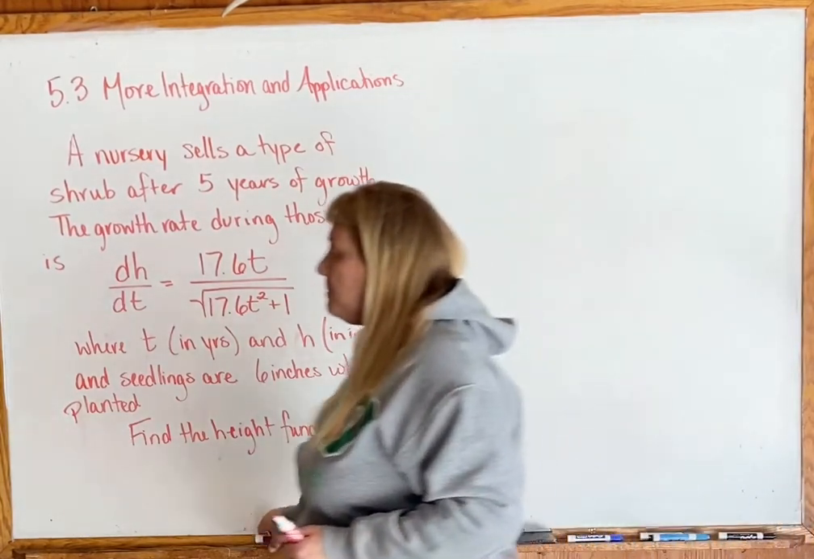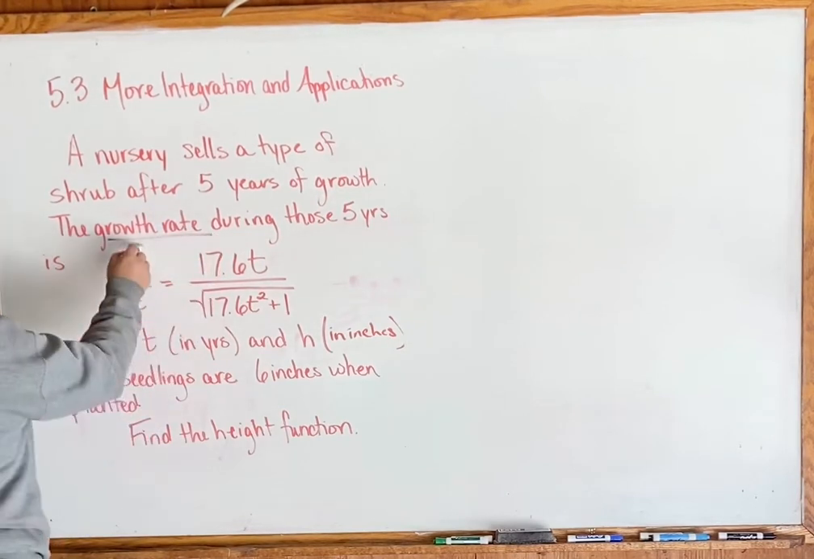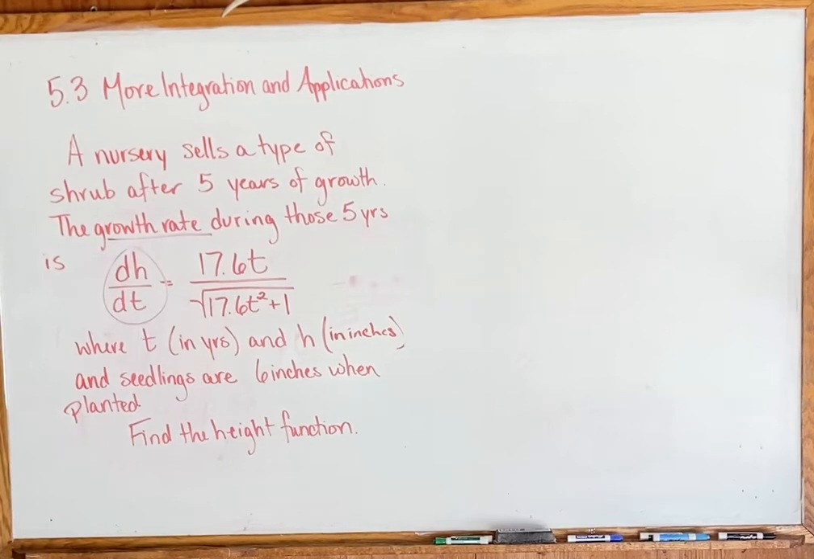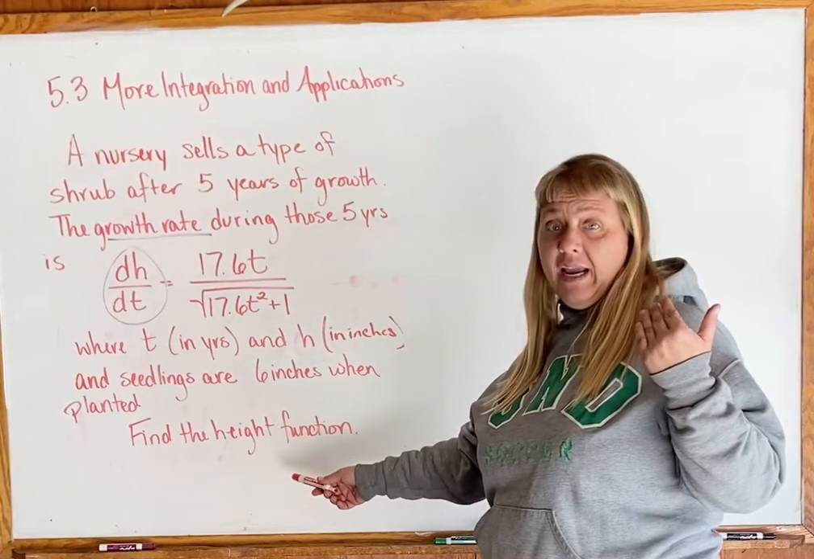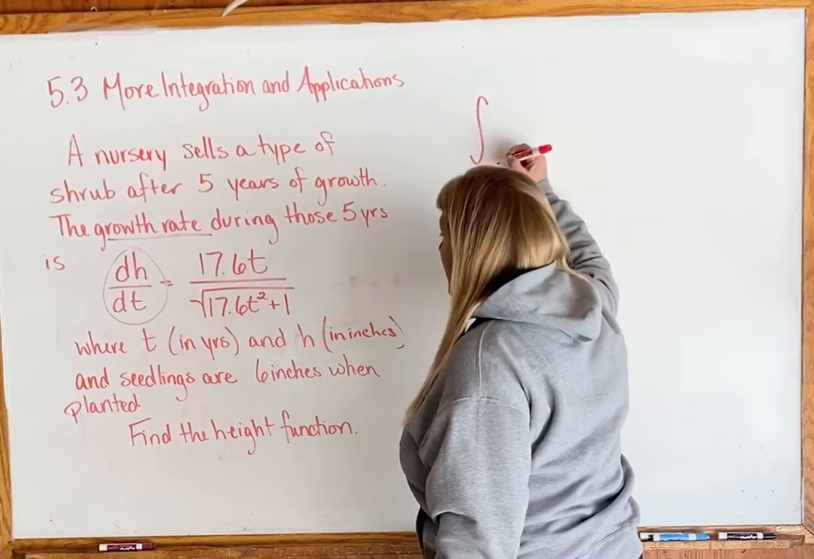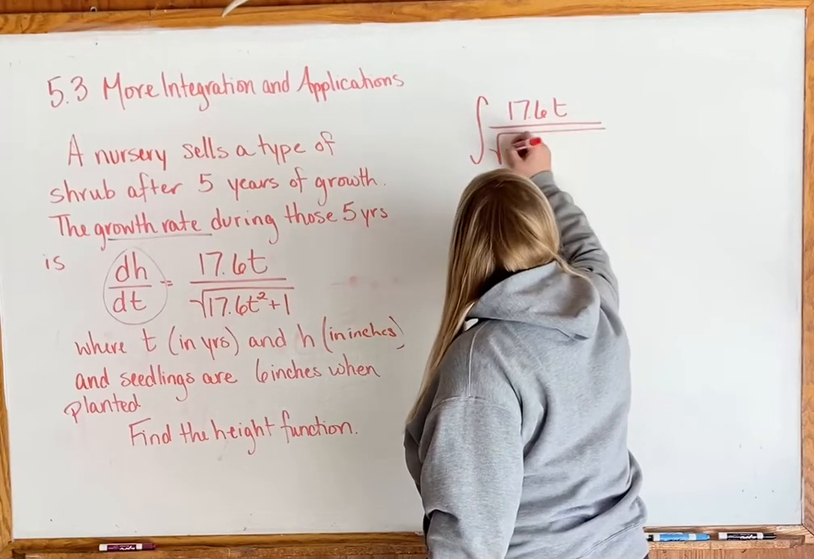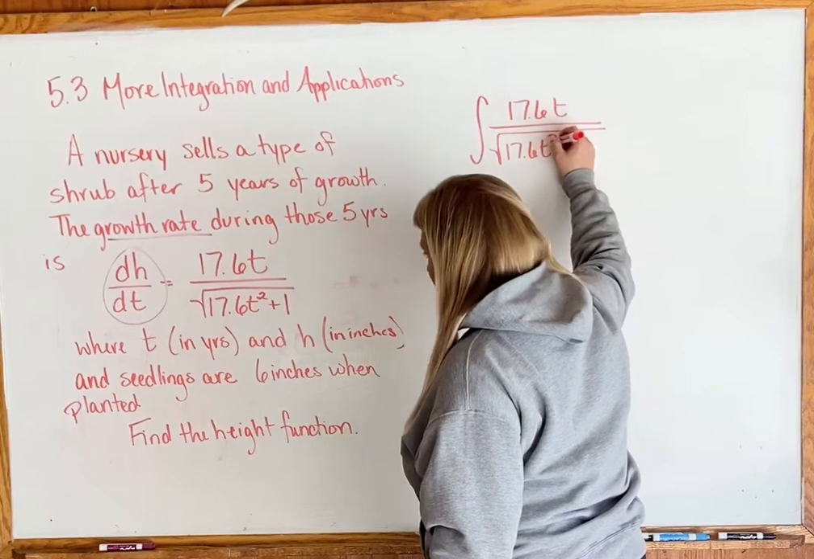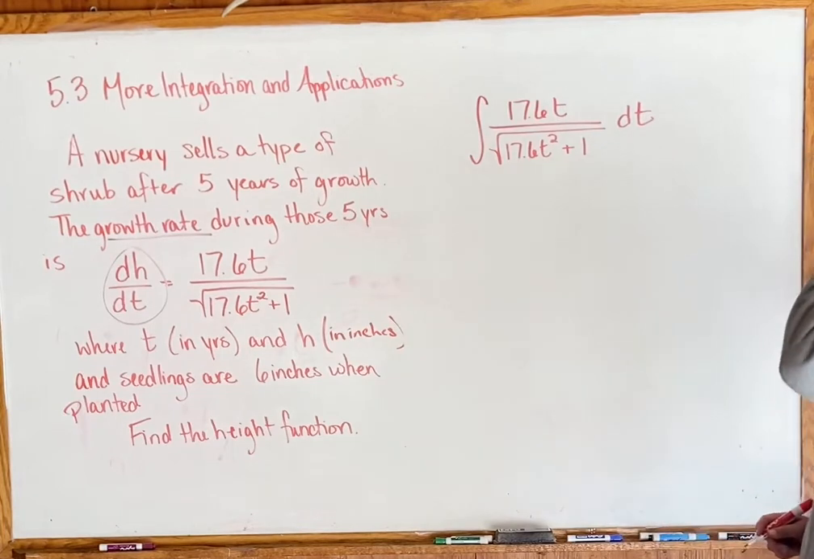Okay, so again in the problem as you read it, it's telling us that we have a growth rate. It's also giving us the dH dt notation. So with the growth rate and the dH dt notation, we know that we have a derivative here, and we want to go backwards. We want the original height function, so we want to go for the antiderivative. So we will set up our integral 17.6t over the square root of 17.6t squared plus 1. And again, we're with dt. So we're looking at time.